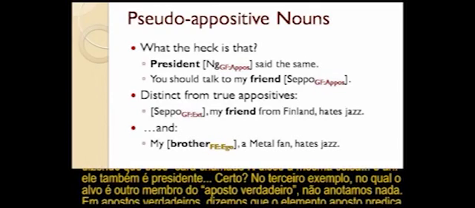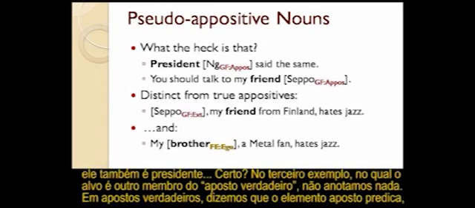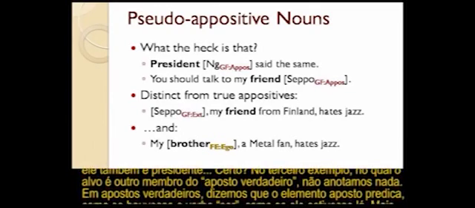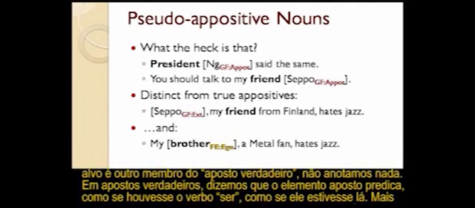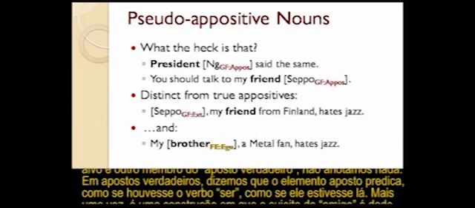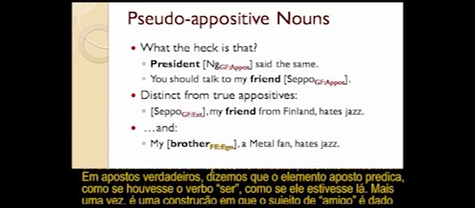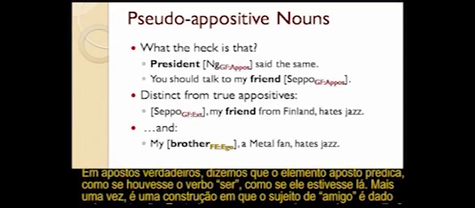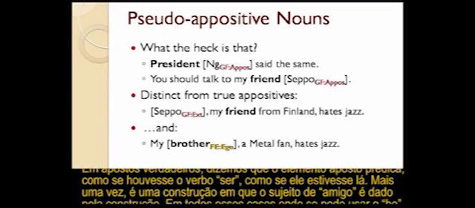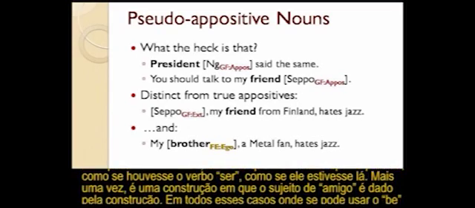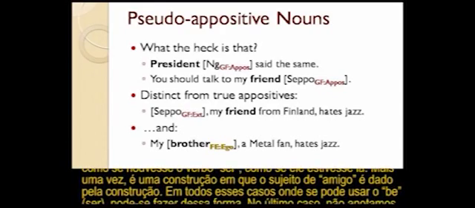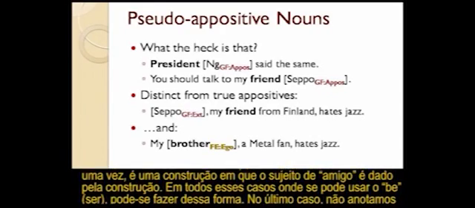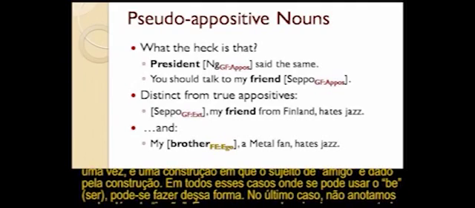And in the third example, in which the target is the other member of the true appositive, we don't annotate anything at all. So in the first, in true appositives, we actually say that the appositive element predicates just as if there was the verb to be sitting there. Again, this is a construction, right? So this subject of friend is supplied by the construction. And all the same cases that you could use with be, you can use this way.